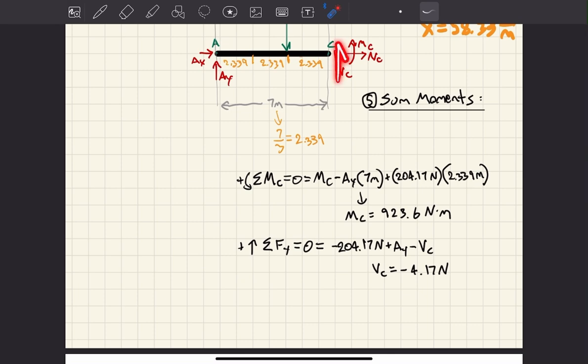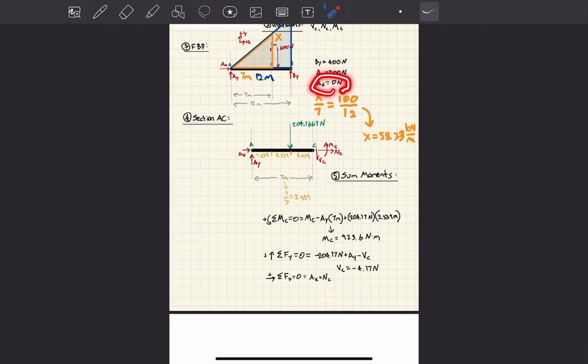It actually acts upwards. Finally, you want to see NC. So you take the sum of the forces in the x direction. You'll get that AX plus NC is equal to 0. You know that AX from before is equal to 0, so therefore NC is also equal to 0 newtons. And these are your 3 internal forces, all your internal reactions at point C.